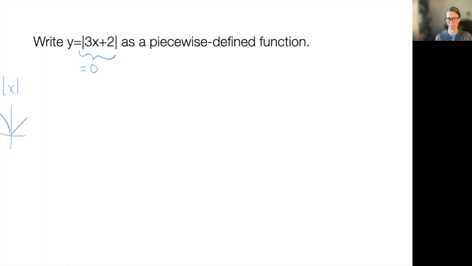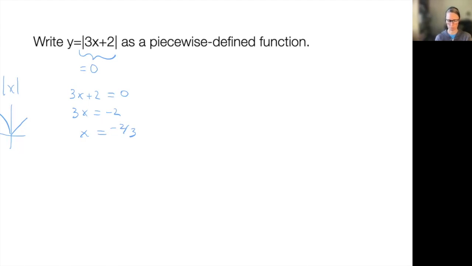And this is just a translated version of absolute value of x. So we kind of apply the same logic. So to start, we take the 3x plus 2 and ask, when would this be 0? So we can subtract the 2 from both sides and then divide by 3. And we find that when x is equal to negative 2/3, that should be where our function splits from one piece to the next.